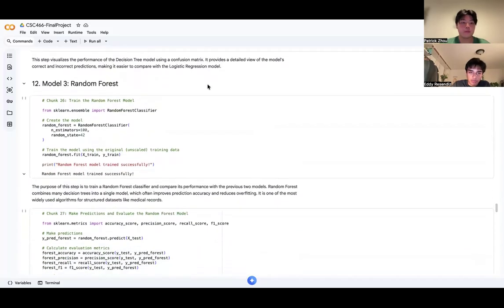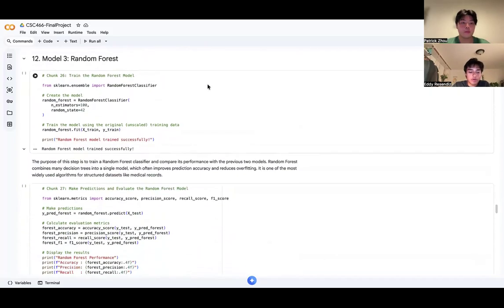For our next model, it was random forest. This specific chunk of code imports the random forest classifier and creates a random forest model with 100 decision trees, using a fixed random state so the results can be reproduced. Pretty much the same process as our other models. This trains the model using the original training data. However, unlike logistic regression, random forest does not require feature scaling, so we continue using the X train and X test.